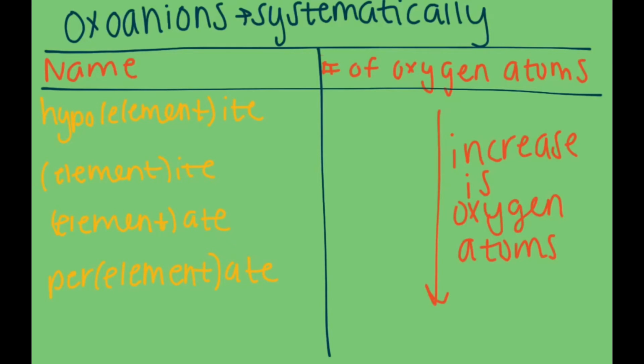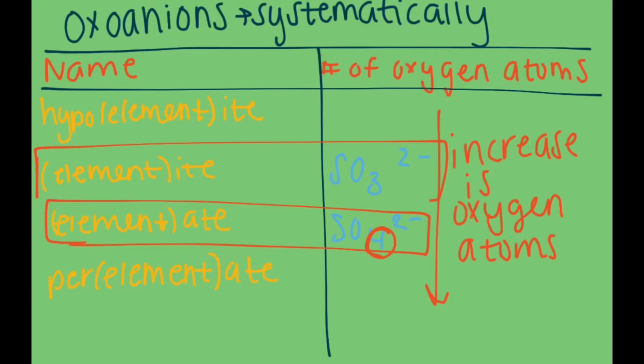One good example that we have is SO3 2-, and SO4 2-. As we can see, in sulfate, this one right here, there are 4 oxygen atoms, but in sulfite, we can see there are 3 oxygen atoms, showing how as you go down the chart, the oxygen atoms increase.